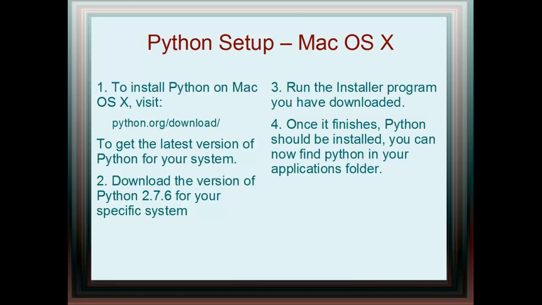Installing Python on a Macintosh system is fairly straightforward. Visit the Python website and navigate to the download section and find the version of Python 2.7 that is specific to your Macintosh system. Simply download the installer file and run it on your system in order to install Python.